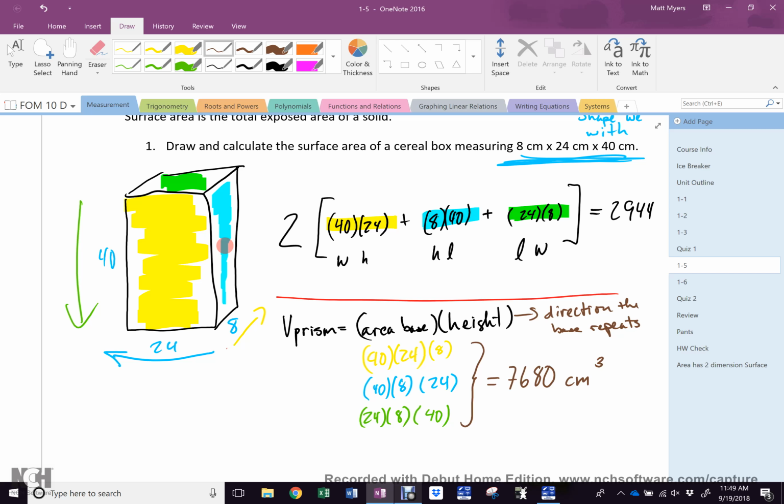Ethan, hit me. Why is it centimeters cubed instead of centimeters squared? Good question. That's what I was about to say. Why is volume cubed and surface area squared? We know surface area is squared because surfaces only have two dimensions, right? But volume cares not only about this rectangle, but about this rectangle and about this rectangle. So it has three dimensions, so it must be cubed.